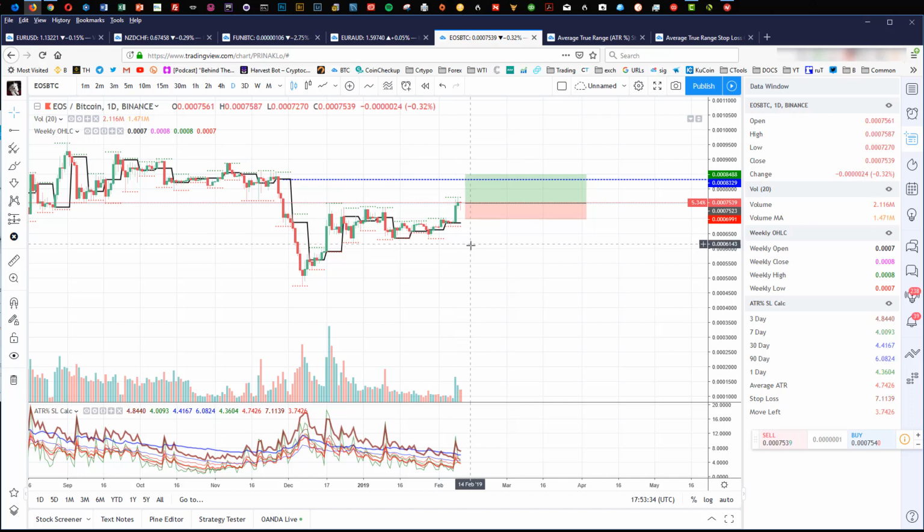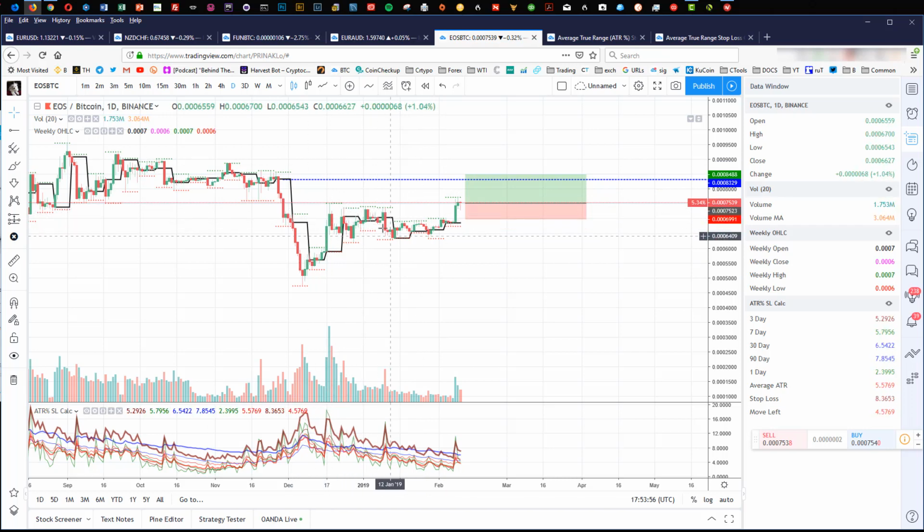So the way to look at that is, unless you have a good reason to enter this trade, are there other support and resistance areas? Are there other reasons why you think the market would find support within that true range stop loss area? This is how you'd be using this indicator.